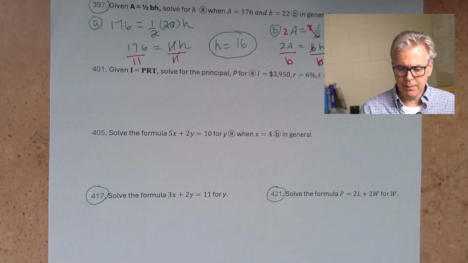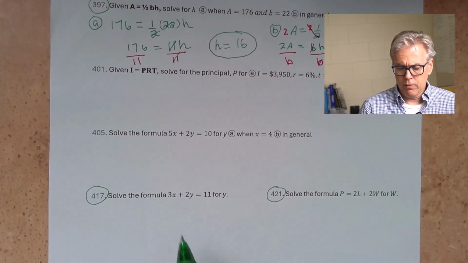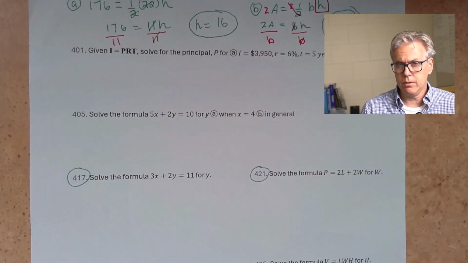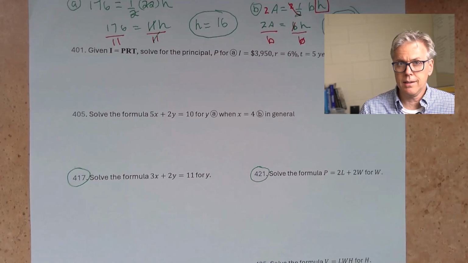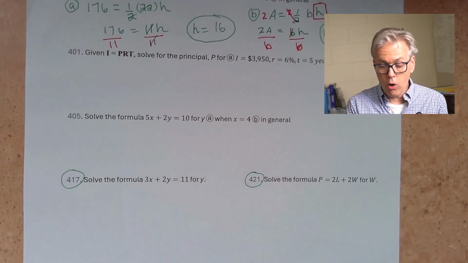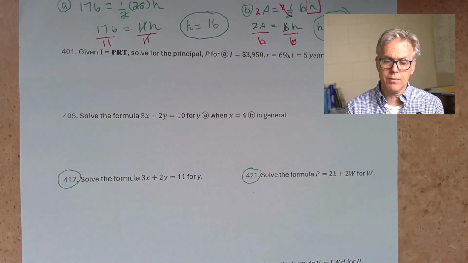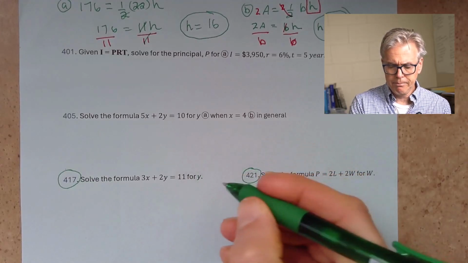Okay, a couple more here. Solve with formula. We have 3x plus 2y equals 11. Solve for y. We're sort of foreshadowing what we're going to be doing in the next unit, looking at equations of lines. And we do this all the time. So while we're in this section on formulas, we'll just call this formula. This is an equation of a line. And solve for y.